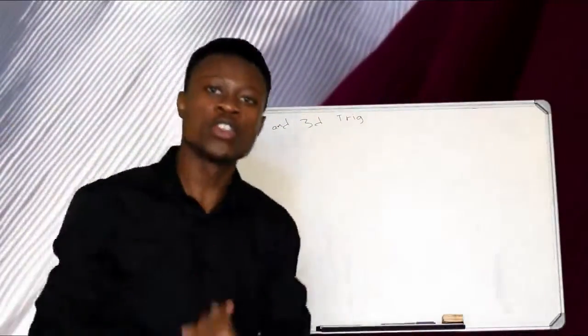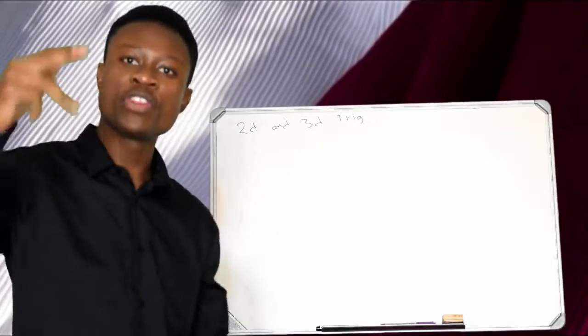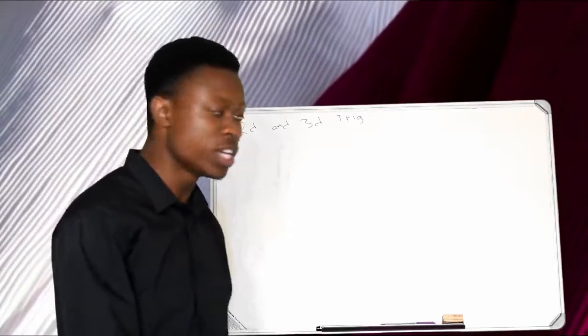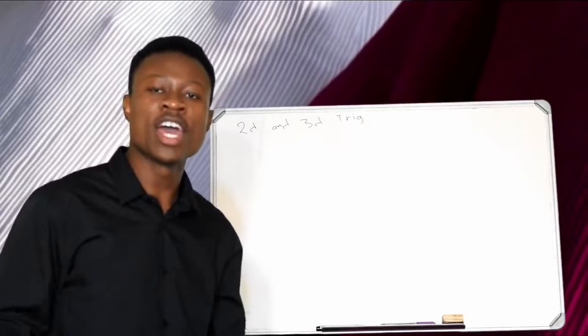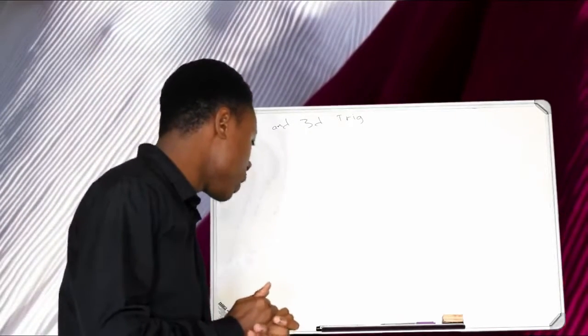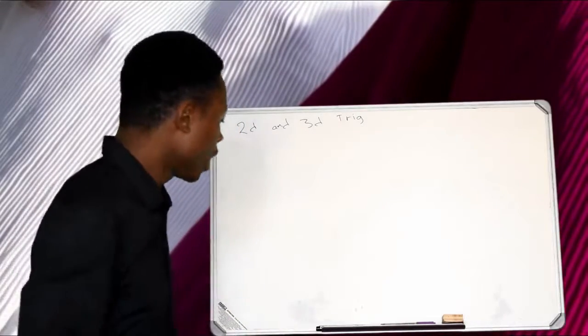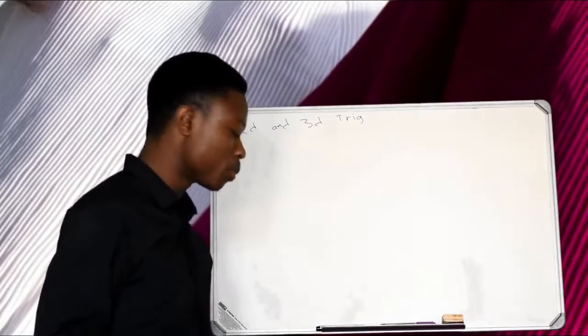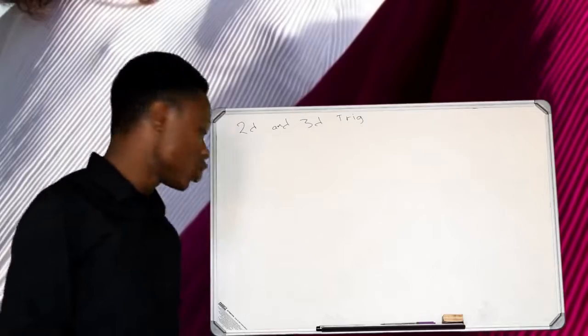Okay, today what we will be doing is 2D and 3D trig. That's what we are doing today. 2D, two-dimensional, and 3D, three-dimensional, right? So we'll deal with sine rule, cosine rule, area rule, and a 3D problem. Also the area rule if I didn't say that, right? Okay, so let's get started.